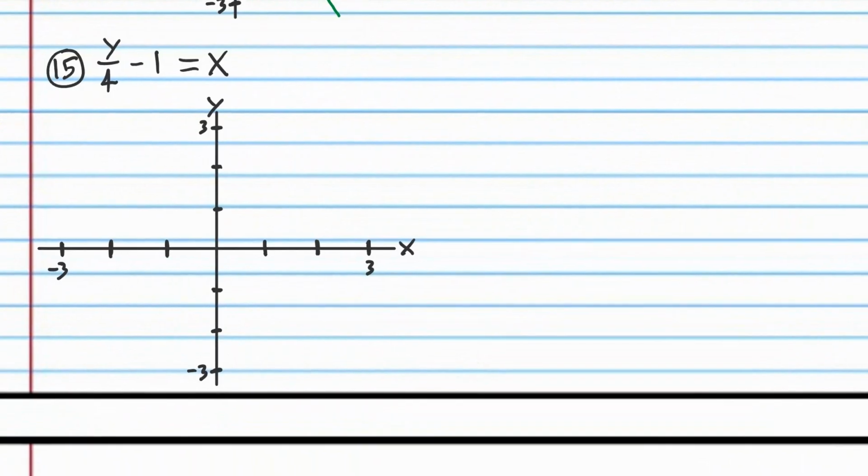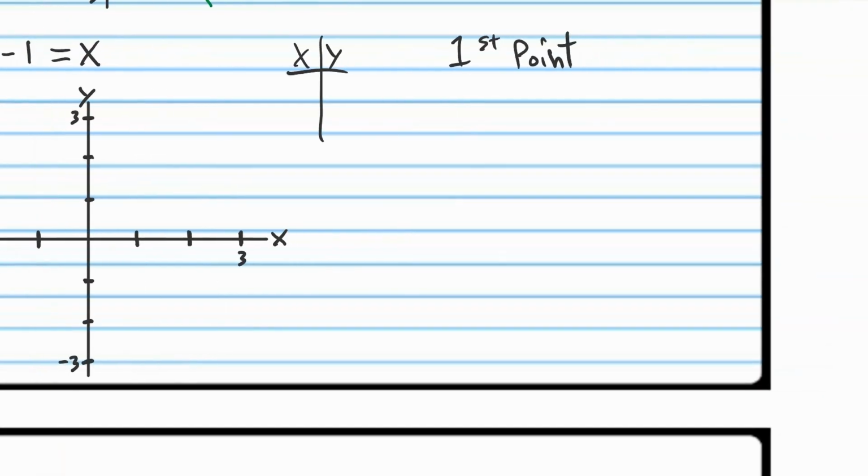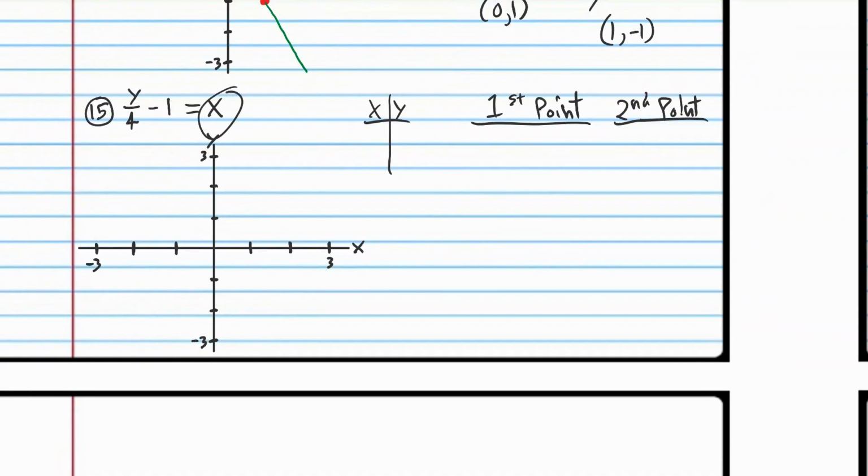Now try number 15, but be careful. We have a fraction, so you got to be careful about the numbers you choose. You can use fractions, but it just makes it more difficult. So try number 15, and when you come back, we'll do it together. All right, we're back. So plot your 2 points so you can connect the dots. So x is isolated, so I'm going to plug in the y value first.